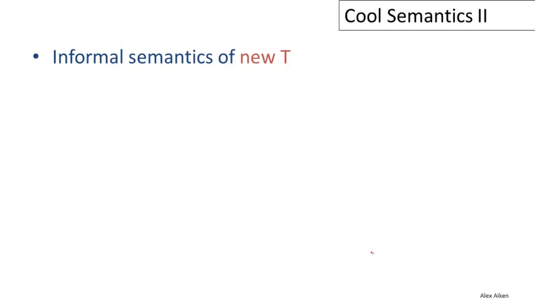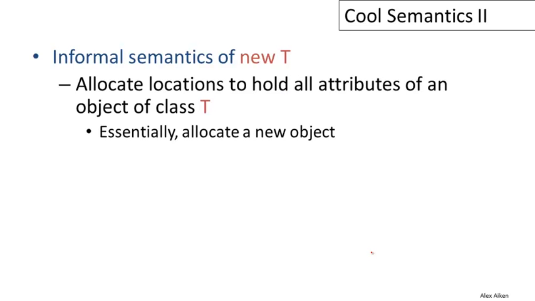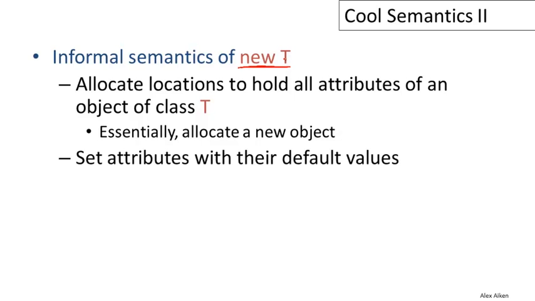We'll begin by giving an informal discussion of what happens when a new object is allocated in Cool. The first thing that has to happen is we have to allocate space for the object, and essentially that means having enough space for the object's attributes. So we're going to have to allocate a location for every attribute of the object of class T if what we're doing is allocating a new T object. Then we're going to set the attributes of that object to their default values, and in a few minutes we'll say what the default values are and why we need to set the attributes to defaults.